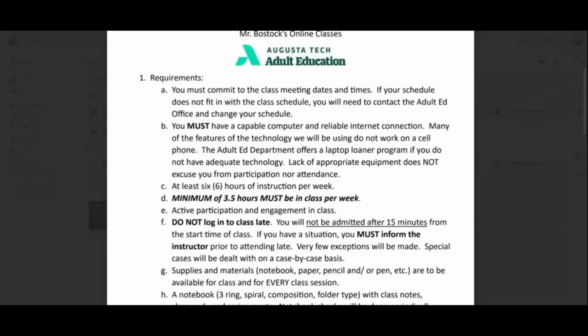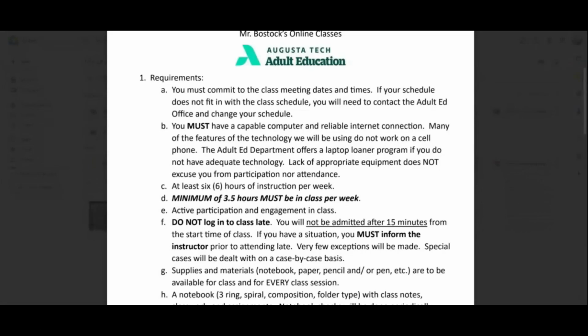Part C, 6 hours of instruction per week. You are required. It is not an option. You are required to have at least 6 hours of instruction per week. 3.5 of those hours have to be in class. So you have to have 6 hours per week of instruction. That is a requirement. If you don't obtain your 6 hours, you've got to make it up. We're going to talk about that in a second.